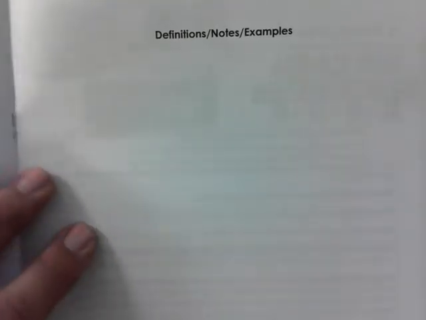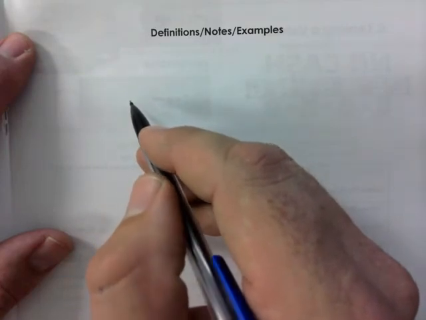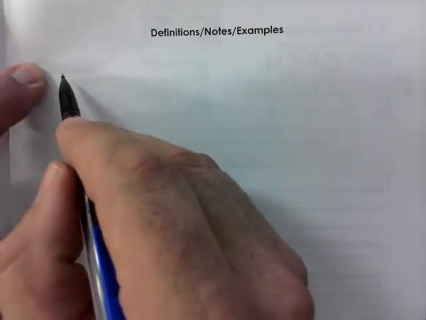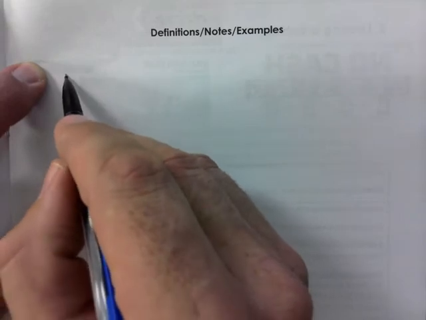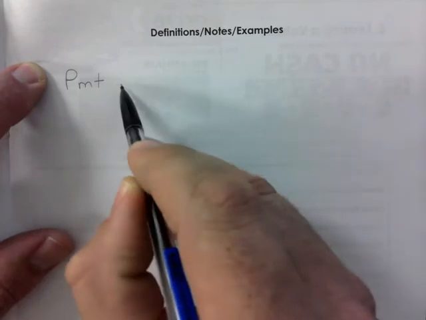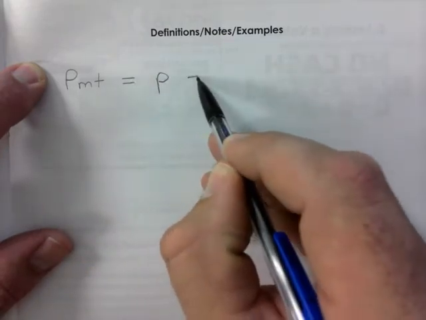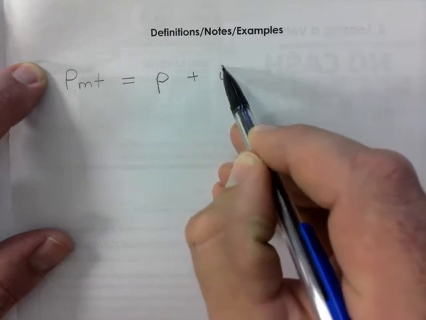I want you to go to page 28 real quick. There's a blank page there. And I want you to know this. The payment is always equal to principal plus I.